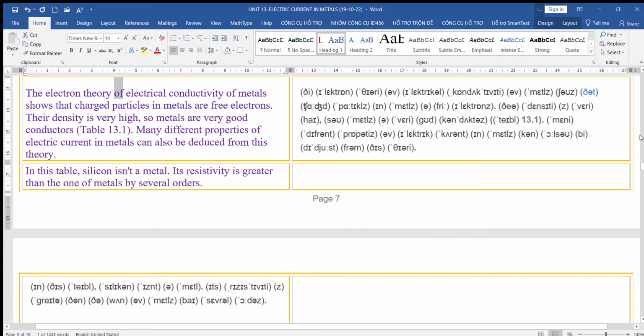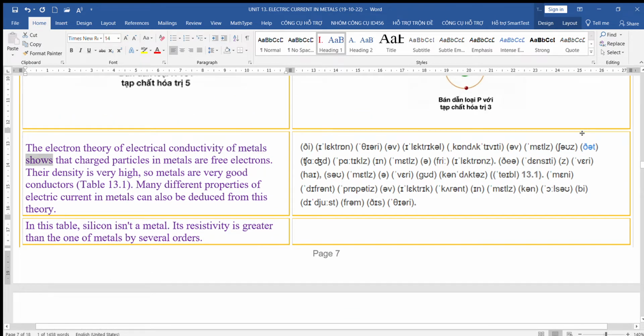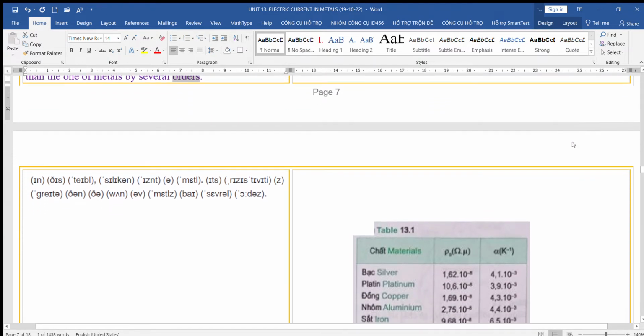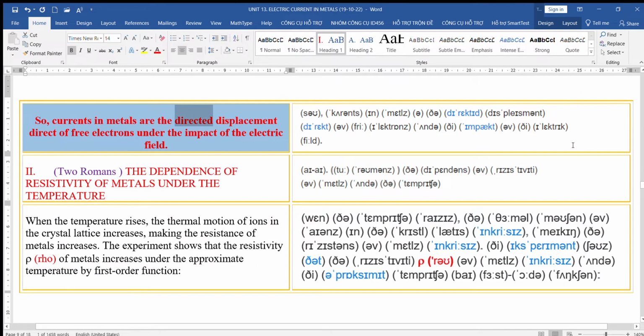The electron theory of electrical conductivity of metals shows that charged particles in metals are free electrons. Their density is very high, so metals are very good conductors. Table 13.1. Many different properties of electric current in metals can also be deduced from this theory. In this table, silicon isn't a metal. Its resistivity is greater than that of metals by several orders. So, currents in metals are the directed displacement of free electrons under the impact of the electric field.